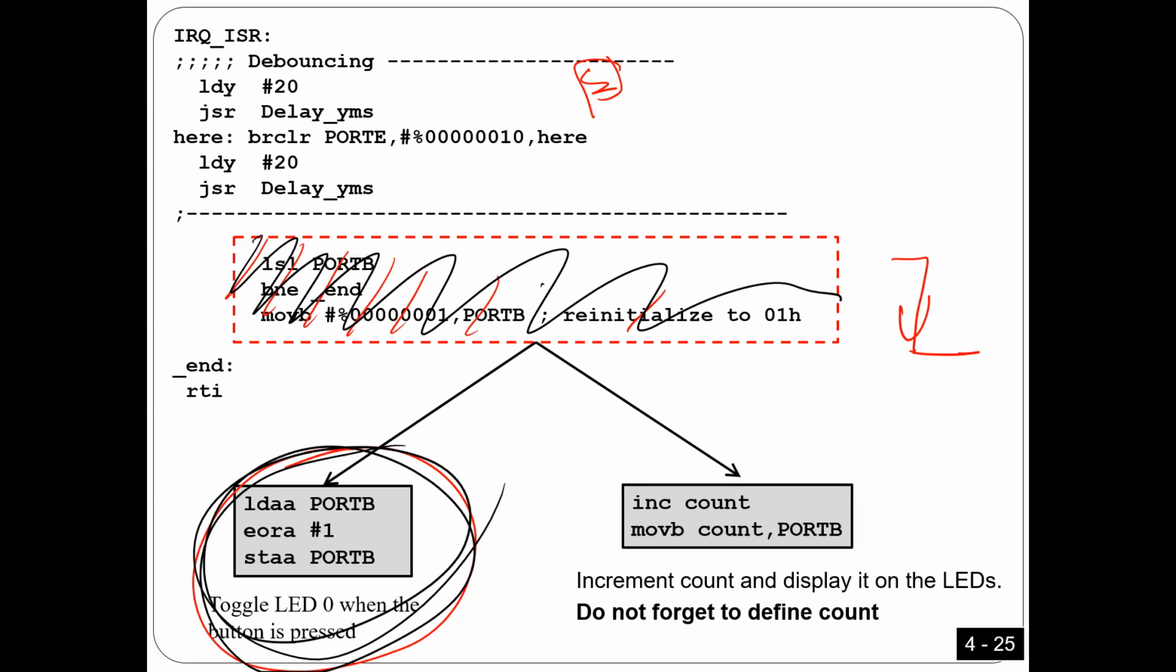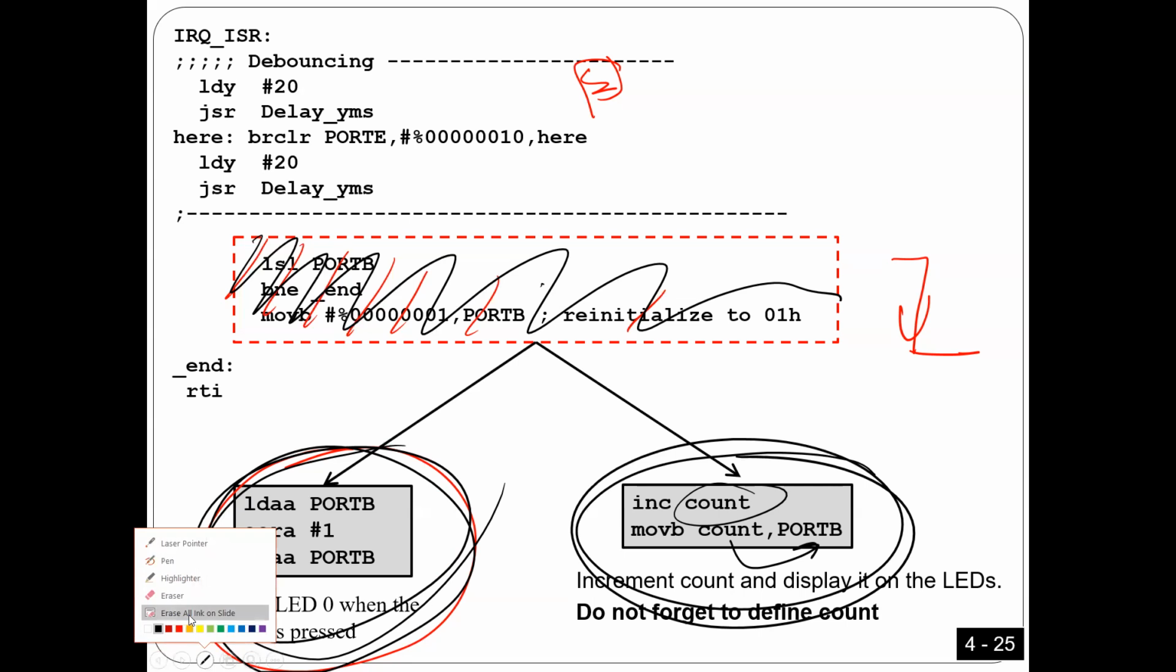As you see here, I can say something like that. Every time there is one interrupt, increment count and move count to port B, for example. Count here is a memory location. If I want to count how many events or how many interrupts I receive, I can do something like that. You got what I'm saying? So what are you counting here? I'm going to tell you what I'm counting here. Look here, guys.